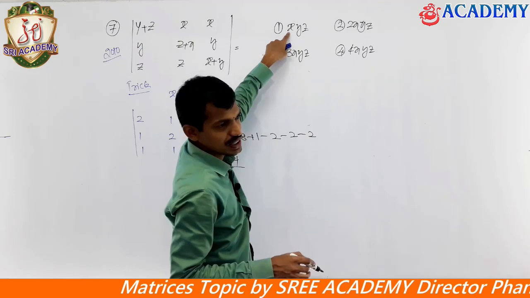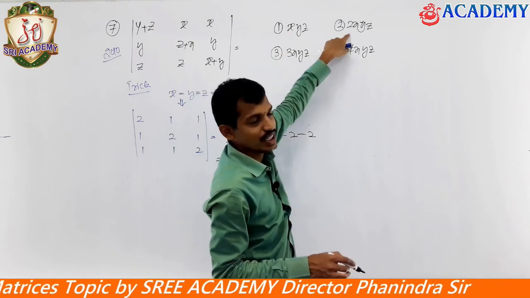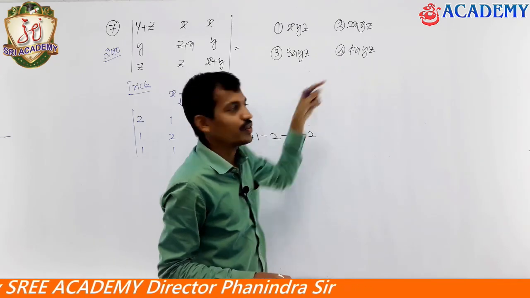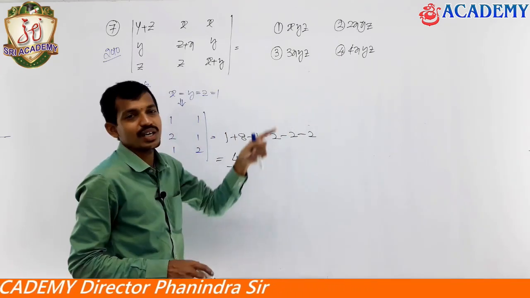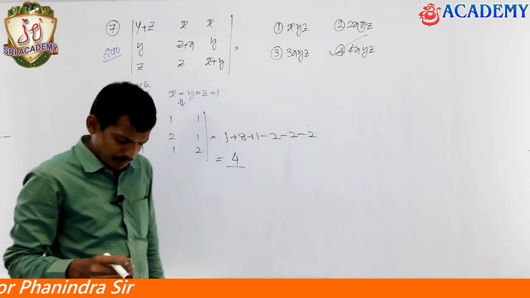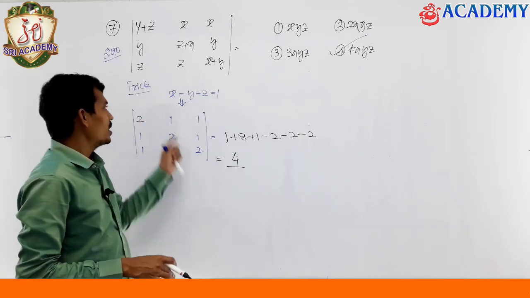If you substitute x equal to 1, y equal to 1, z equal to 1, the first option is going to be 1, the second option is going to be 2, the third option is going to be 3, the fourth option is going to be 4. This satisfies only one option, that is your fourth one. Simply by cross checking also you can get the answers. Right? You can take any values.